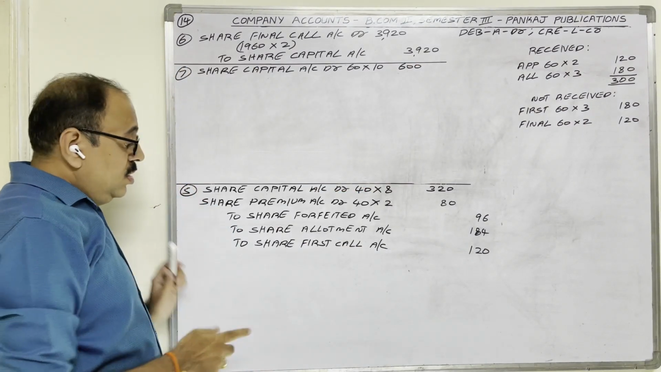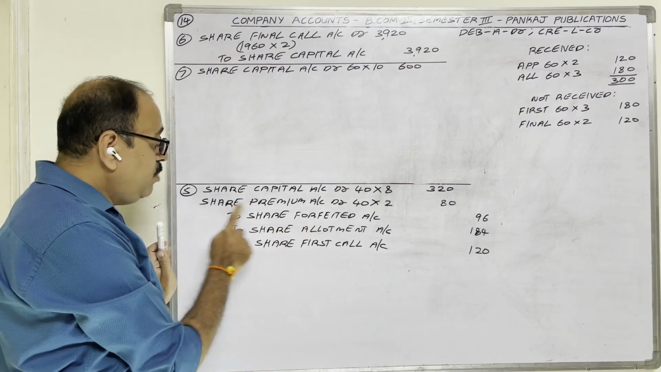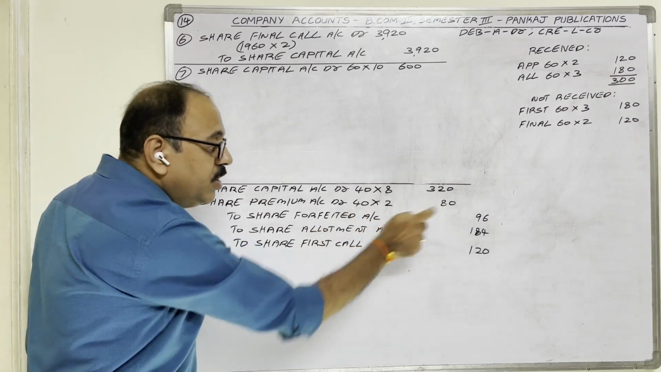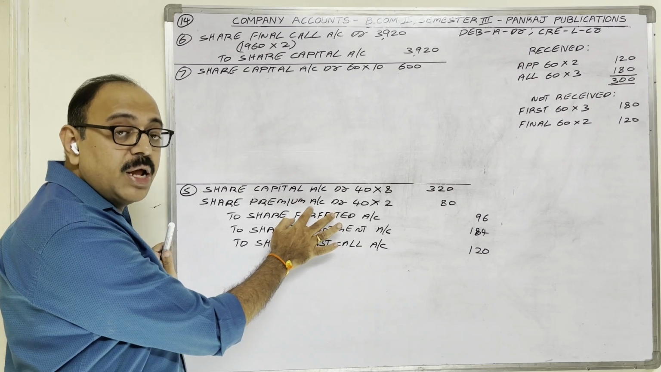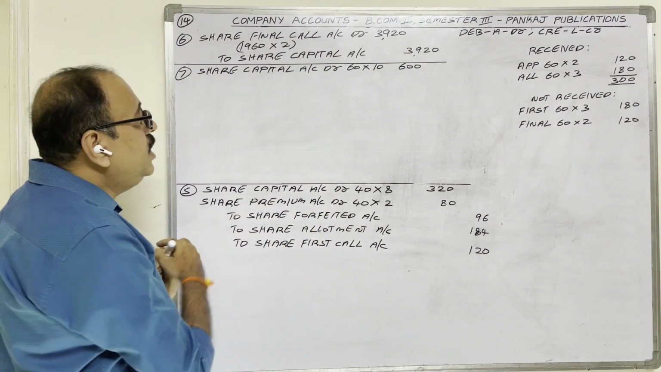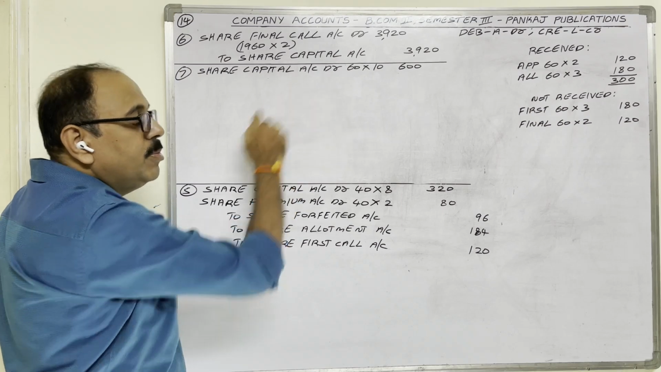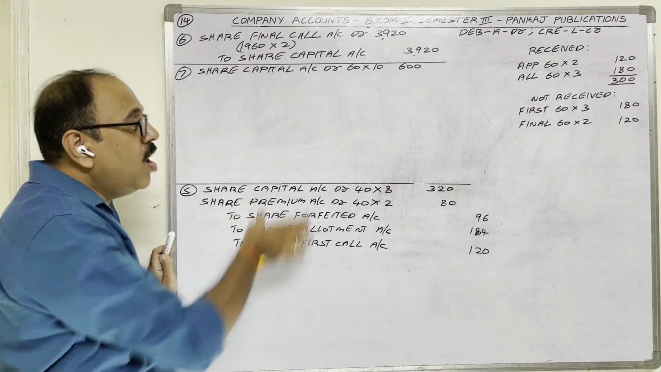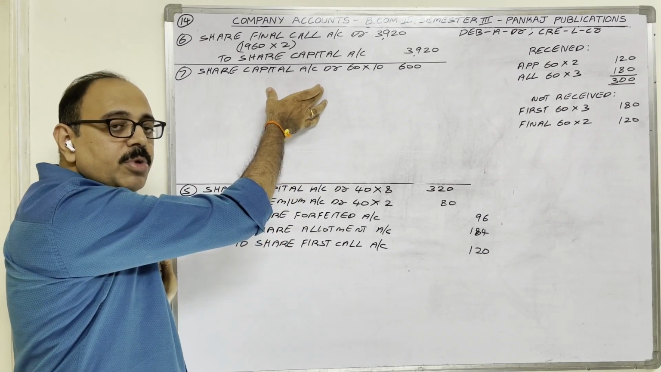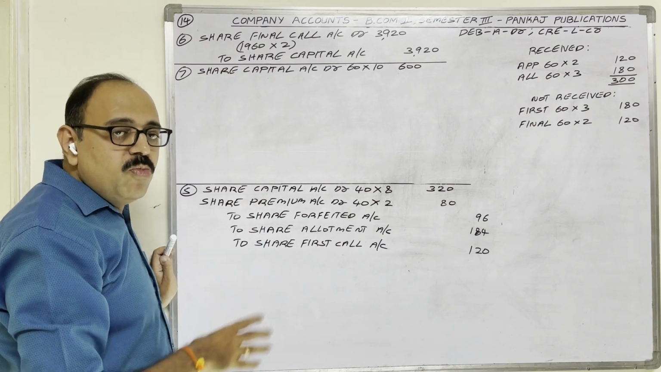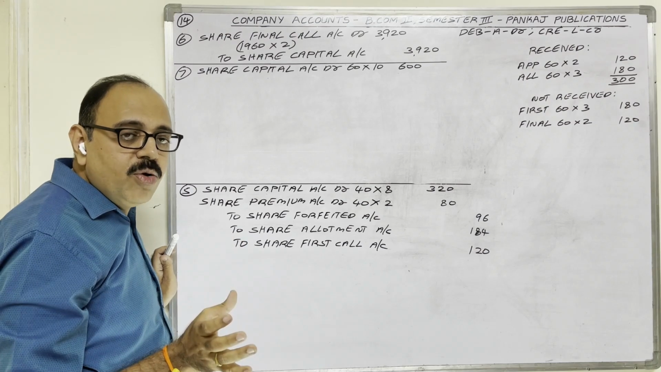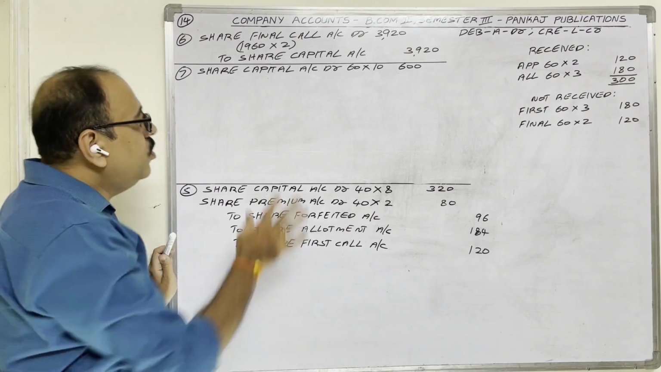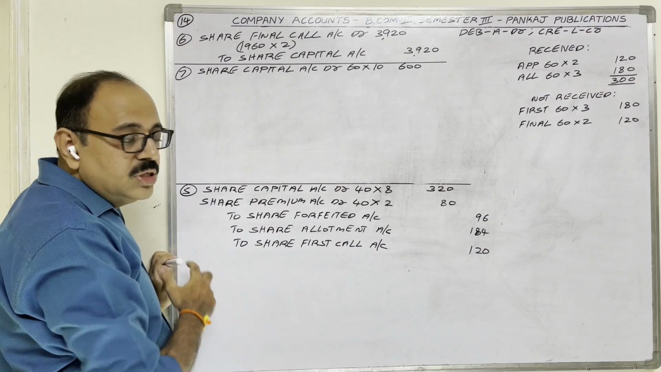Next, observe this entry. Share premium we have debited with 80 rupees, because on Ramesh shares premium money did not come. But here we should not write share premium account, because on Mohan's shares, share premium is already collected. So Mohan's shares related premium money from share premium account we need not cancel. Therefore don't debit share premium account.